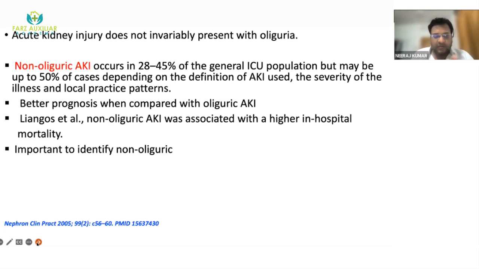Even so, one study published in Nephrology Clinical Practice in 2005 suggested that non-oliguric AKI was associated with a higher in-hospital mortality. So the thoughts were different. Therefore it is always important to identify non-oliguric AKI.